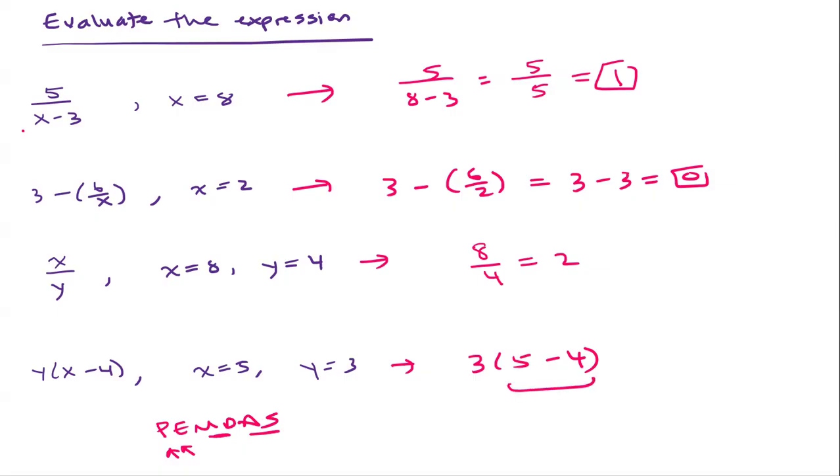All right, so in this case, I'm going to focus on inside the parentheses here, because that's the first step we have to do. So 5 minus 4 will give us 1. And then 3 times 1 will give us 3. Okay, which again, many of you guys got. So that's our answer there.